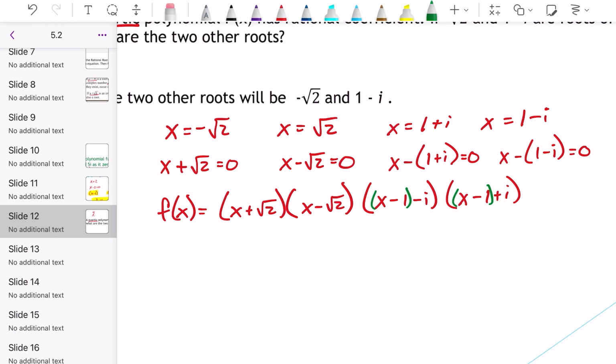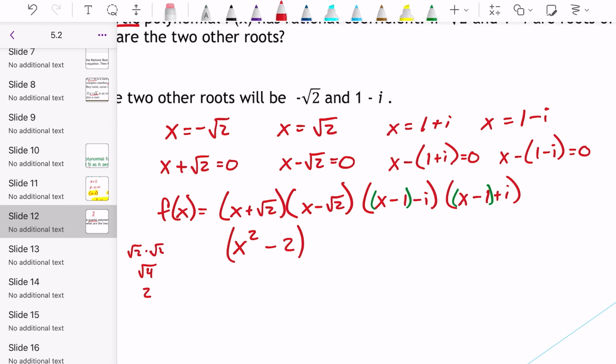As we go ahead, we multiply the left side. This is a difference of squares. So x plus the square root of 2 and x minus the square root of 2. This would leave us with x squared minus, now square root of 2 times the square root of 2 would leave us with the square root of 4. Square root of 4 would be 2. That would be our left side answer.